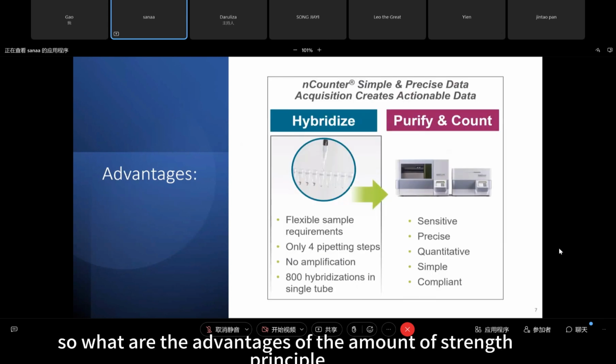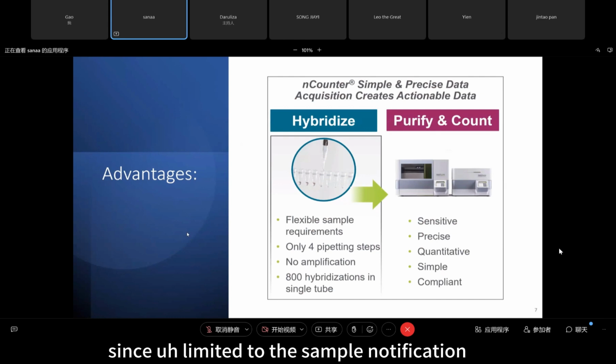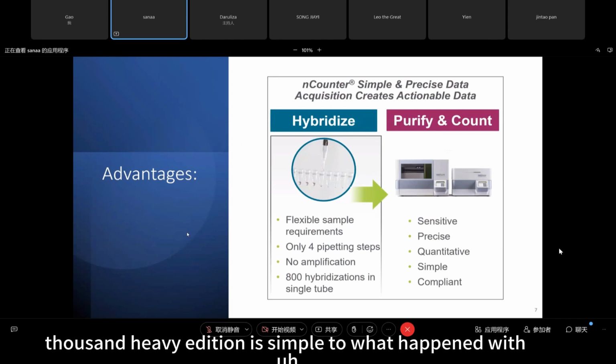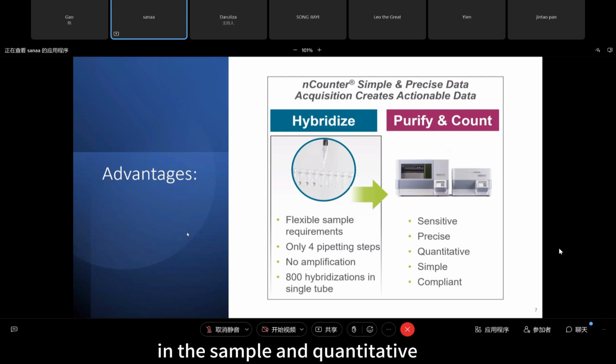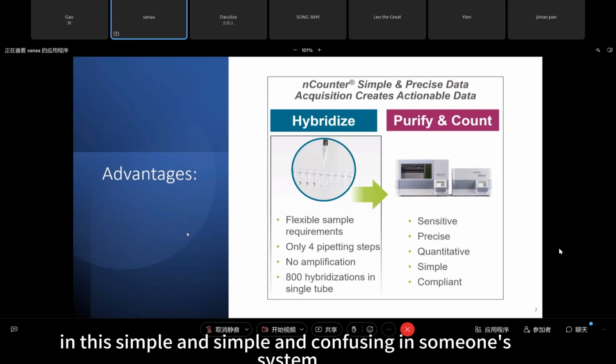So what are the advantages of nanostring? First of all, it has flexible sample requirements, with no need for a lot of sample, and only 4 steps for pipetting, which avoids contamination related to the sample. There is no enzymatic amplification reaction, and 8,000 hybridizations in a single tube will happen. It is sensitive and precise in capturing the RNA in the sample, and it is quantitative: real quantitative of the expression level of the RNA in the cell, in the sample. It is also simple and complete inside one system.